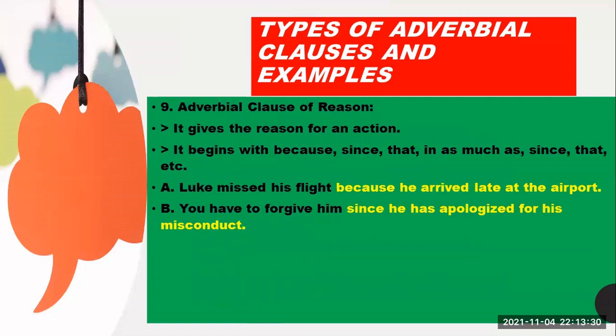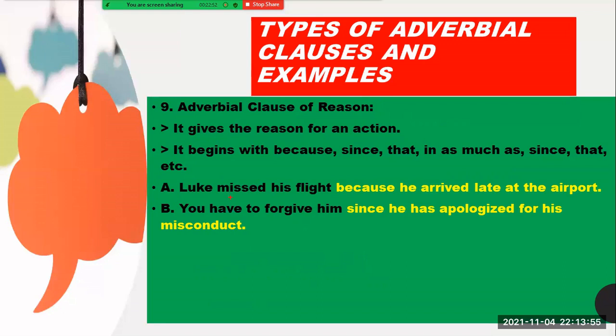Now, the last but not the least type of adverbial clause is the adverbial clause of reason. It gives the reason for an action, and it usually begins with because, since, that, inasmuch as, and so on and so forth. All right, so let's look at examples.